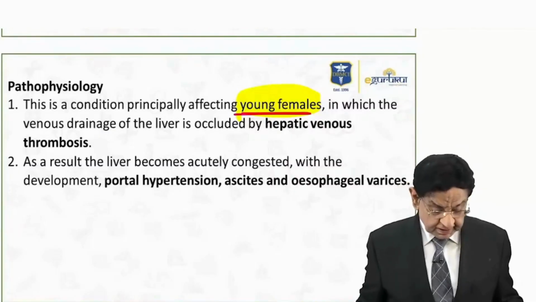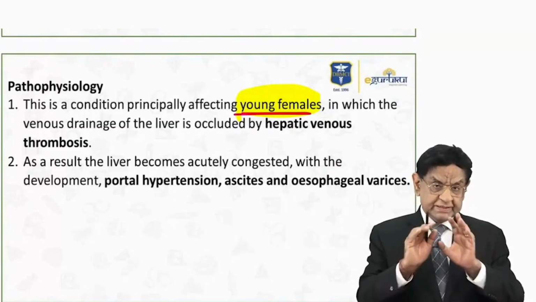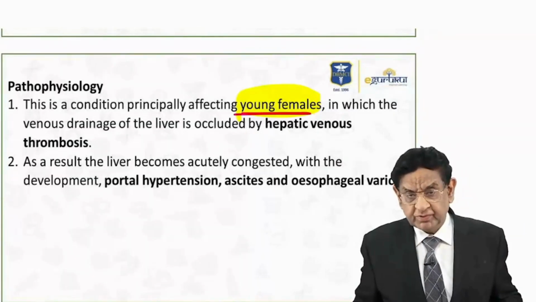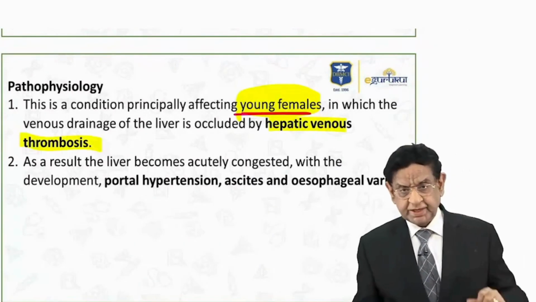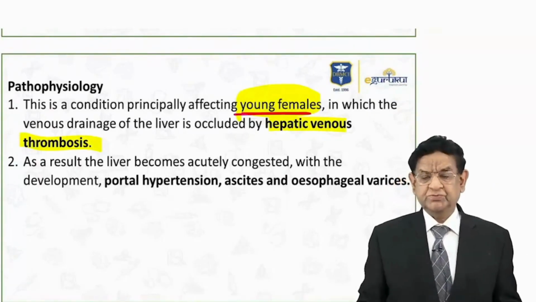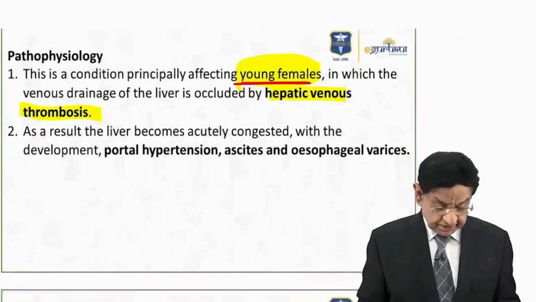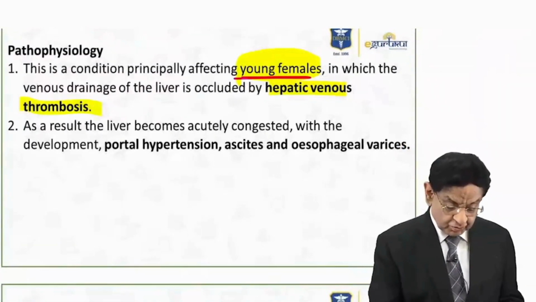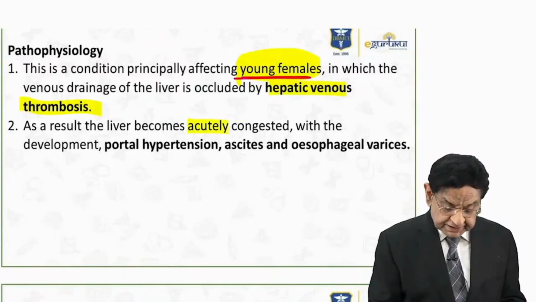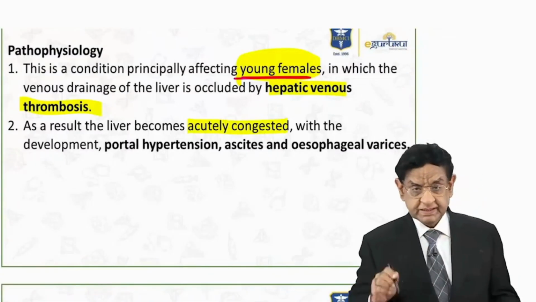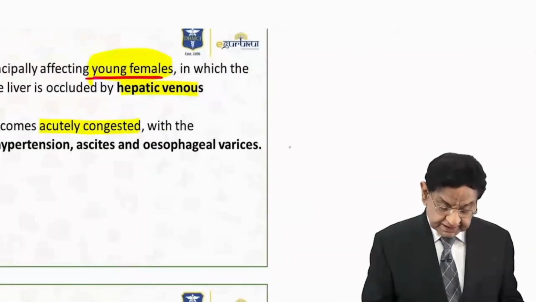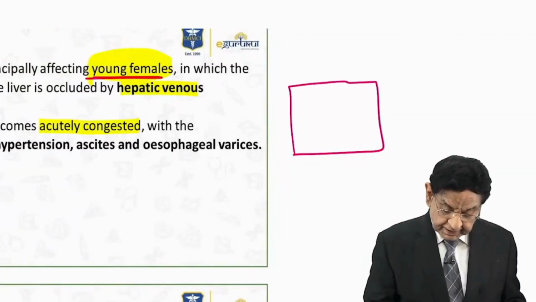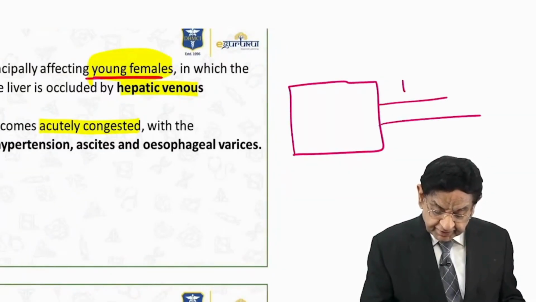Well, the most common site is the hepatic vein, and it leads to hepatic venous thrombosis. The 2 points you already learned in the pathophysiology, but now the things are much clearer. So what happens? Again, the liver gets acutely congested. Let's learn the basic concept. The basic concept goes like this. Here is the liver, and here is the hepatic vein and inferior vena cava.